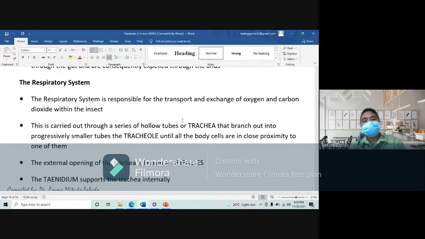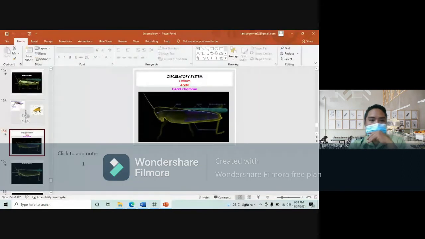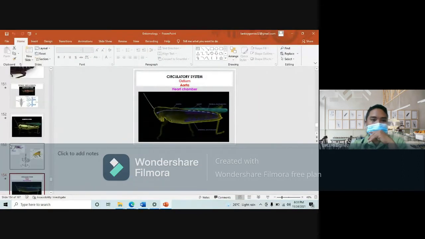Okay. This respiratory system is carried out through a series of hollow tubes, or what we call as the trachea. Kato ng gipakita nako kagahapon sa inyo, hollow tubes or what we call as the trachea, that branch out into progressively smaller tubules, what we call as the tracheoles, until all the body cells are in close proximity to one of them. Kagahapon gipakita nako sa inyo ang insect tracheoles. Okay, this one.